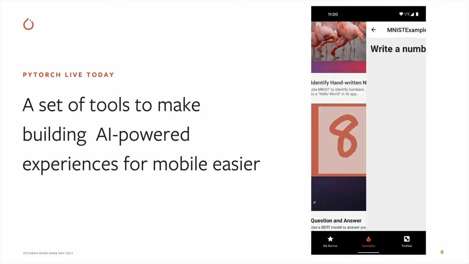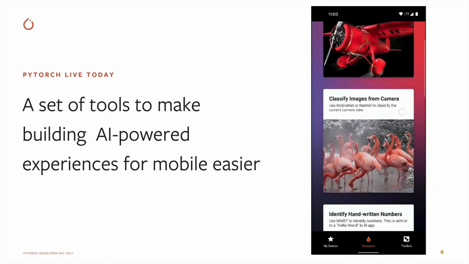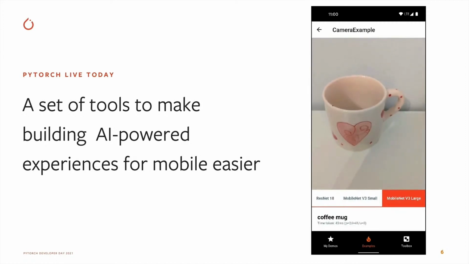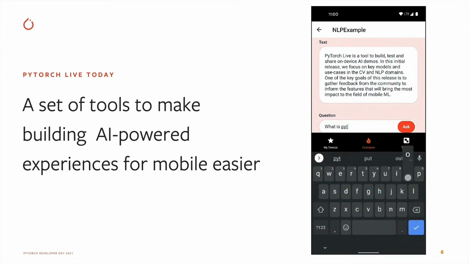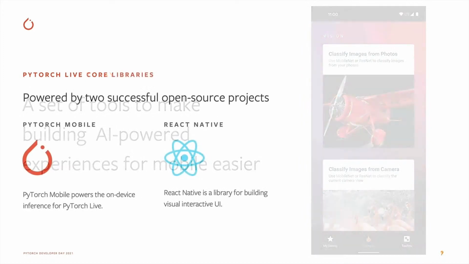Currently, PyTorch Live is a set of tools to build mobile AI-powered experiences, but it will continue to grow over time. These tools support building mobile AI-powered apps that run on both Android and iOS platforms. Now, instead of having to write the same app twice in 2 different programming languages, PyTorch Live uses JavaScript as a unified language to write apps for both platforms.